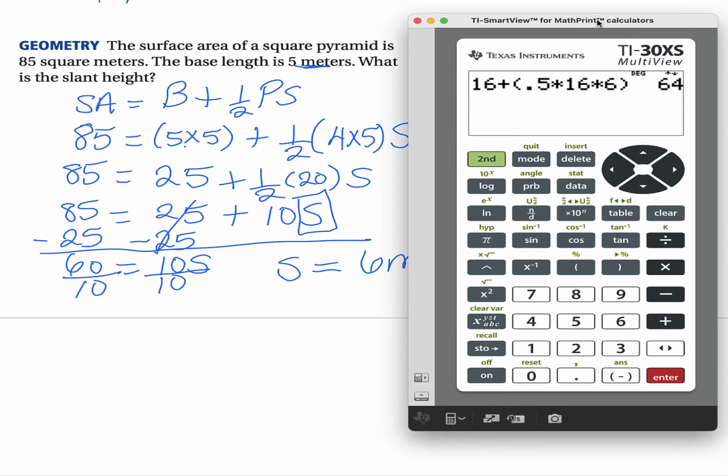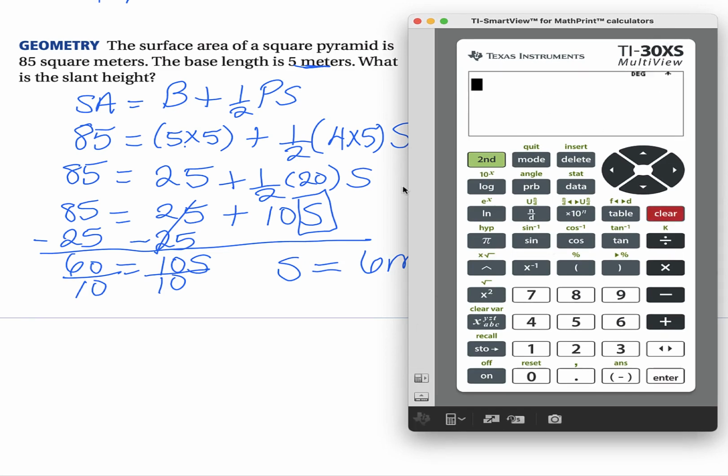So if you want to try it out to see if it's actually right, okay, let's plug in everything. So we have 25 plus, and then 0.5 times 20. And remember we said, okay, S is 6. Let's close that. Hit enter. And there you go. You got your 85.